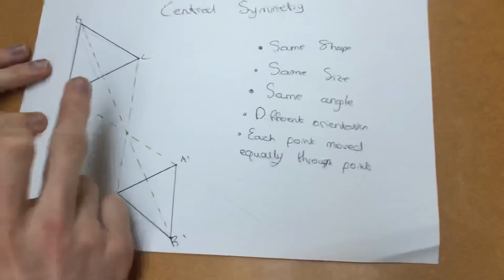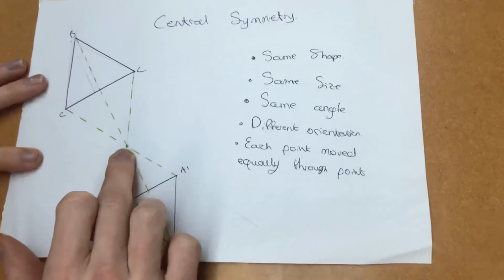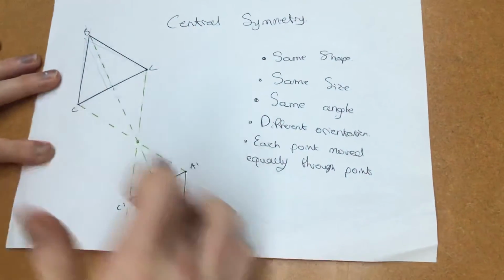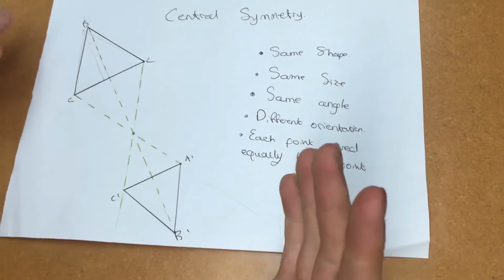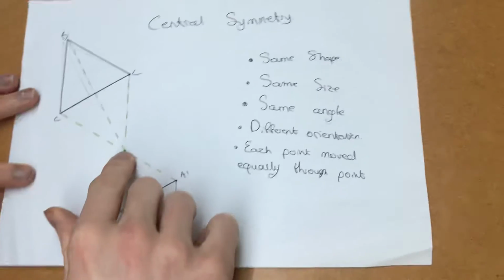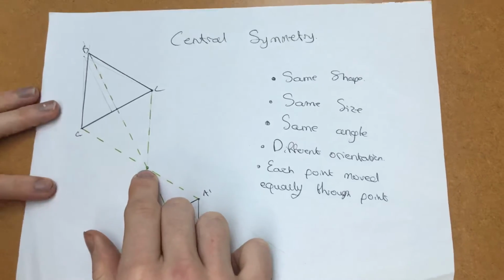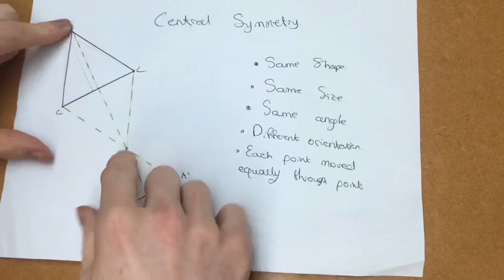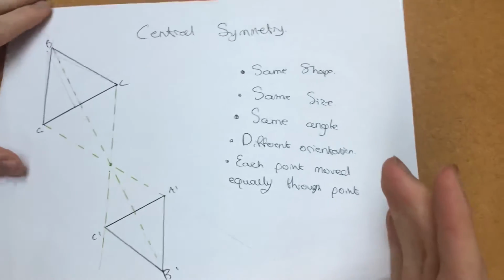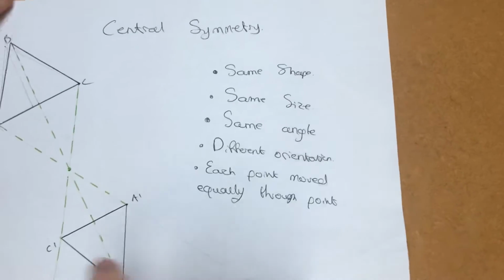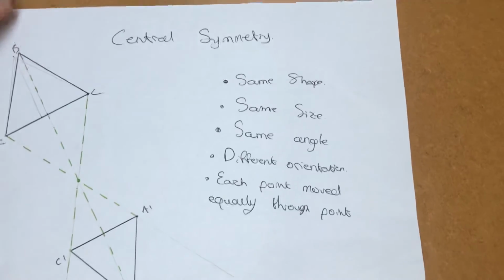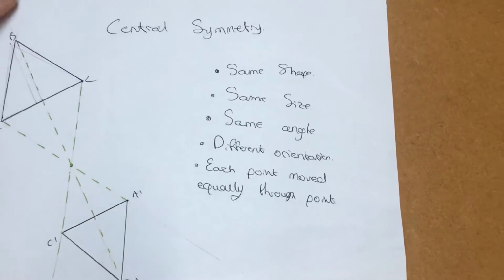So I went for a simple triangle. With your point here, you brought all lines through the point, any distance. Again, you won't know the distance until you measure it. Got my compass, put the point of it on your centre, extended it out to B, and swung it the other side for the image. Once again, it will be the exact same shape, exact same size, same angles within the triangle. It's just a different orientation, and each point will move equally through the point.